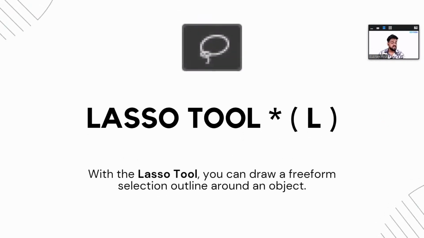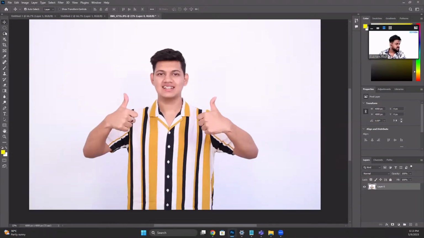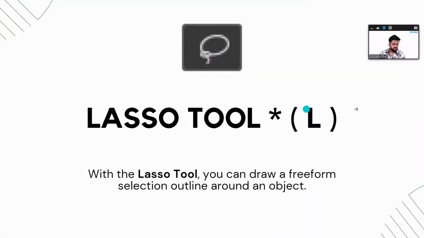Next we have is the lasso tool. With the lasso tool, you can draw free-form selection outline around an object. If we see that over here in this image, I'll select the lasso tool. Now if I start, here you can see I am drawing a free-form selection, and when I close it, this area would be selected. So this is the use of lasso tool to make a selection on your picture.